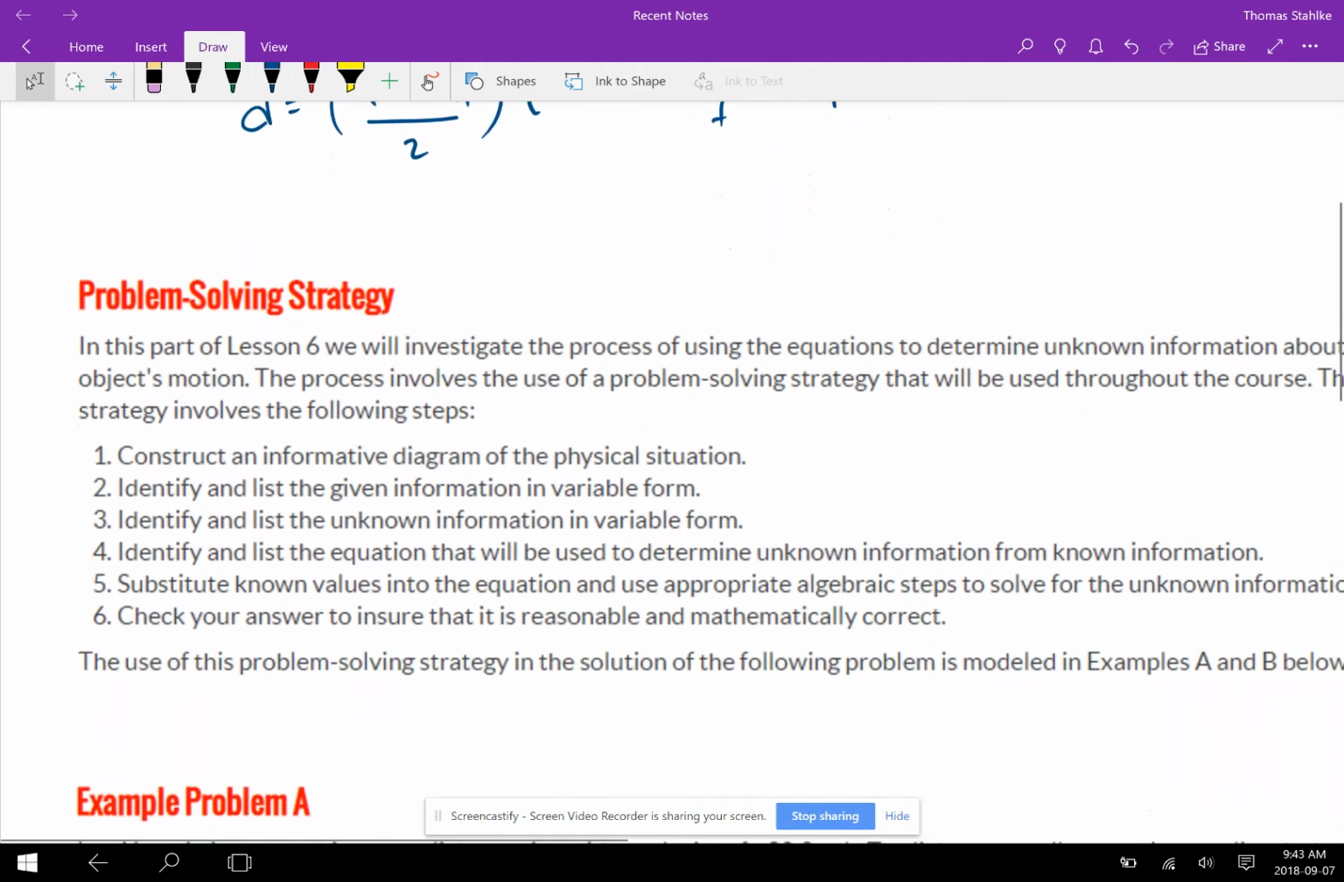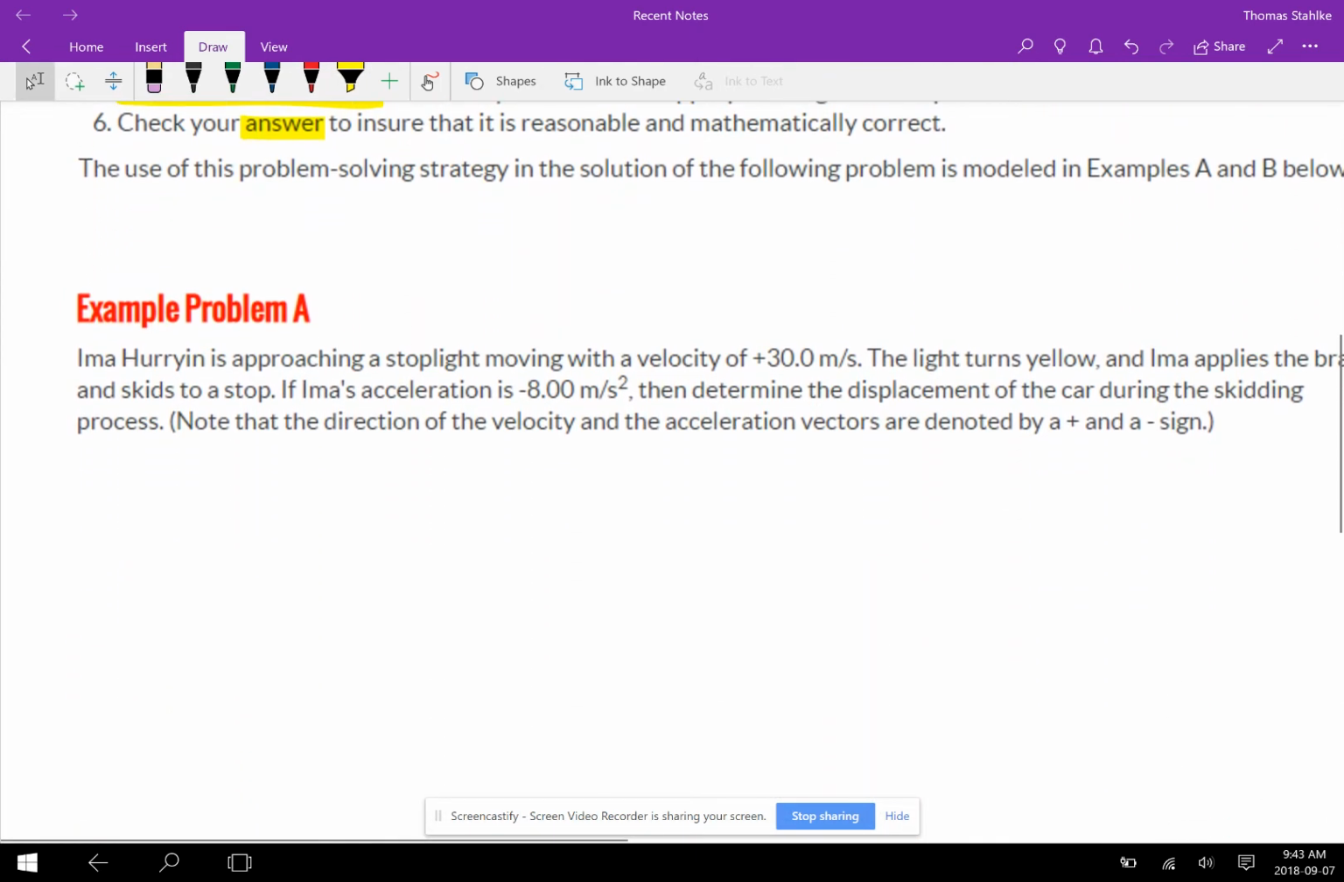As we go through a problem, we need to look at a strategy. Some of the key things in our process are, first of all, constructing a diagram so that you have some kind of a picture of what you need to do. Then you can identify given information and unknown information in terms of the variables, and then identify the equation. Once we identify the equation that we're going to use, we substitute our values and then solve the problem to get an answer. So let's take a look at the first problem here.